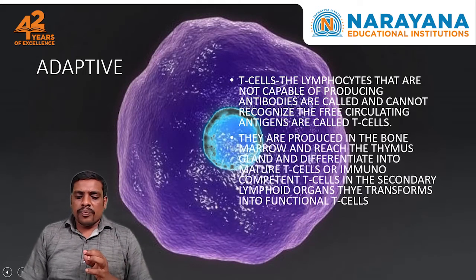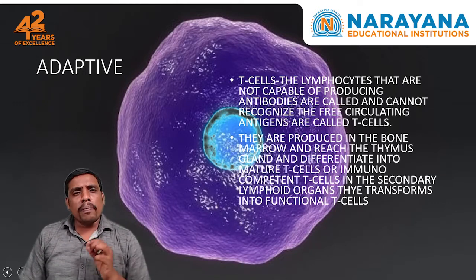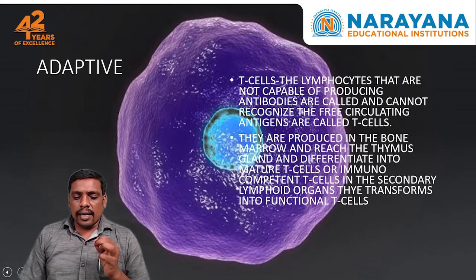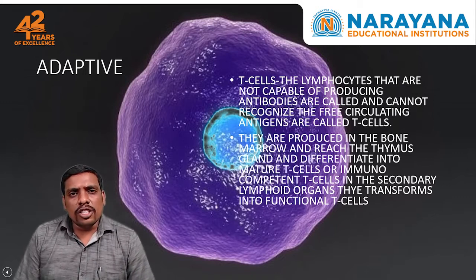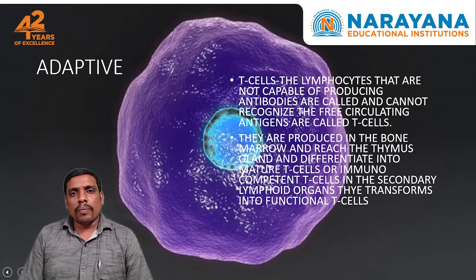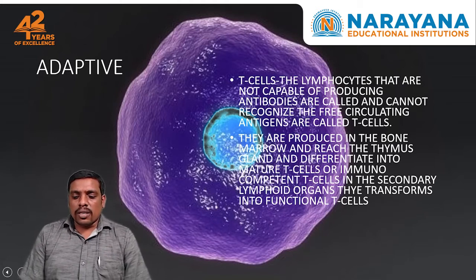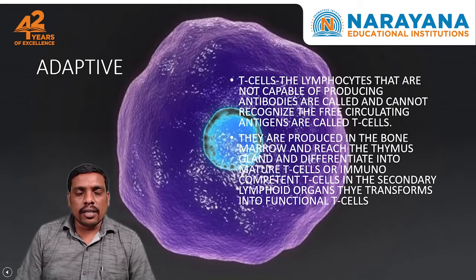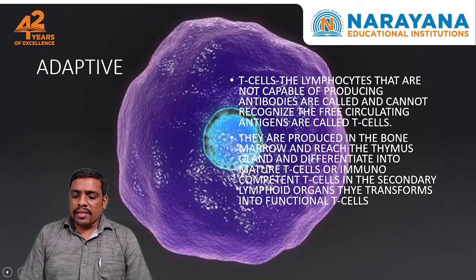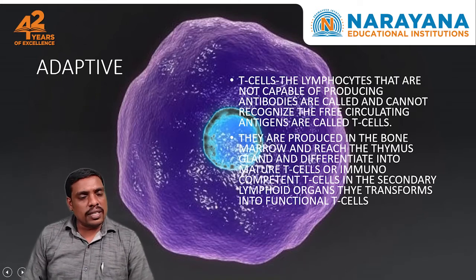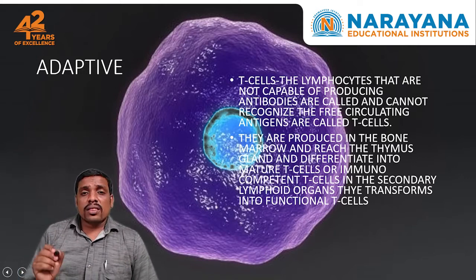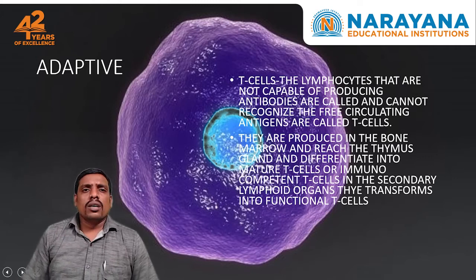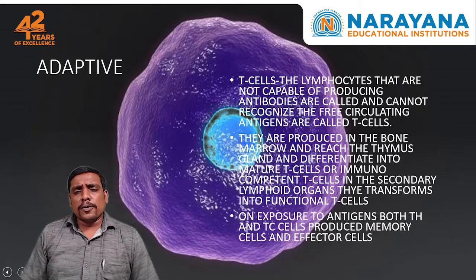The T cells are produced in the bone marrow and reach the thymus gland and differentiate into mature T cells. As we know very well, they are produced in bone marrow, reach the thymus gland, and differentiate into mature and immunocompetent T cells in the secondary lymphoid organs. Then they transform into functional T cells. The thymus gland is considered one of the lymphoid organs.